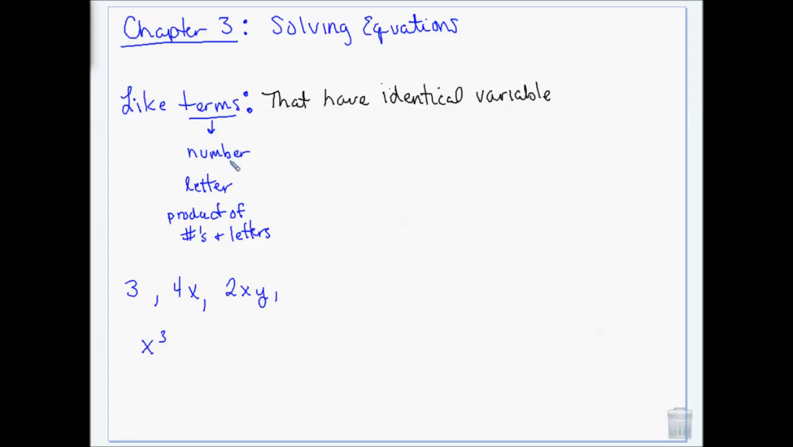You have terms, which can be a number, a letter, or a product of numbers and letters. And then like terms have identical variable portions. Okay, so let's do some comparisons.